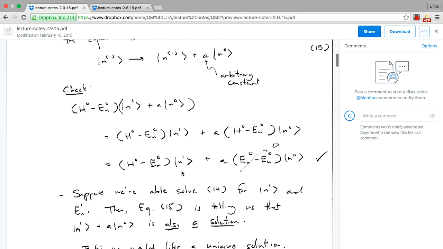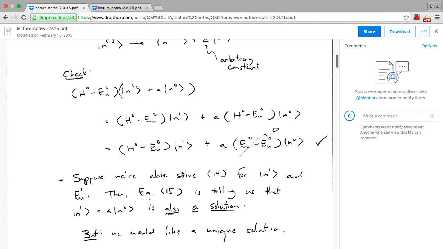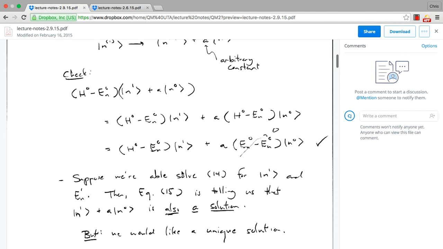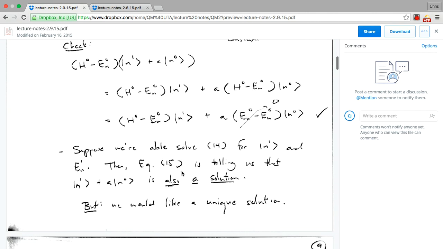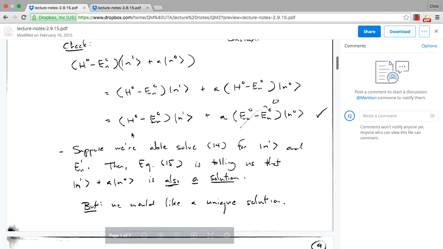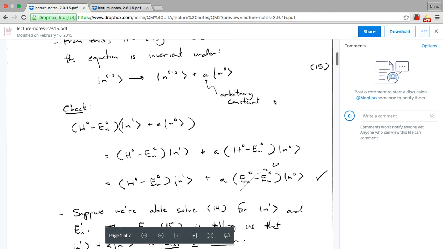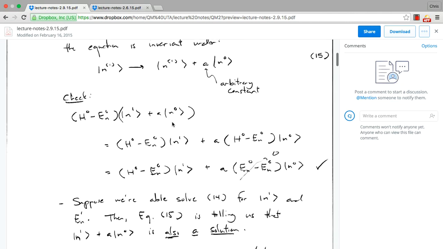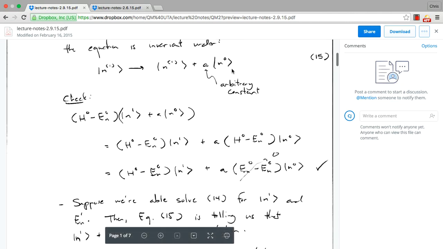All right, so this is telling us something about our eigenkets, right? And to see what it is, let's continue on here. Okay, so let's say we were able to solve for N1 and E1, so our first order perturbed eigenket and eigenvalue, right? Then what this invariance under this transformation is telling us is that this thing is also a solution, right?